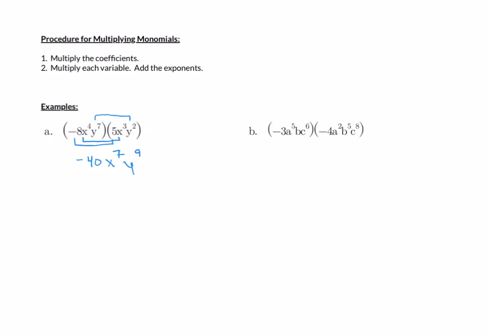Let's try one more. Example B, we start by multiplying our coefficients. Negative 3 times negative 4 is negative 12. We combine our a's, we add the exponents, and we get a to the 7th. Combine our b's. What is b times b to the 5th? Remember that if there is no exponent, it is implied to be a 1, so we should get b to the 6th. And if we combine our c's, we get c to the 14th.